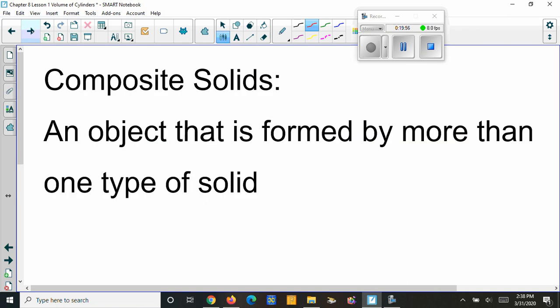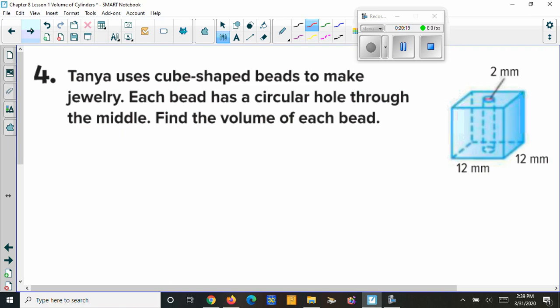Last thing is going to be on what's called composite solids. Composite solids are objects formed using more than one type of solid. It's combining two shapes. We're going to look at one example. Tanya uses cube-shaped beads to make jewelry. So you know that with a bead, there's a hole in the middle. Each bead has a circular hole through the middle. Find the volume of each bead.